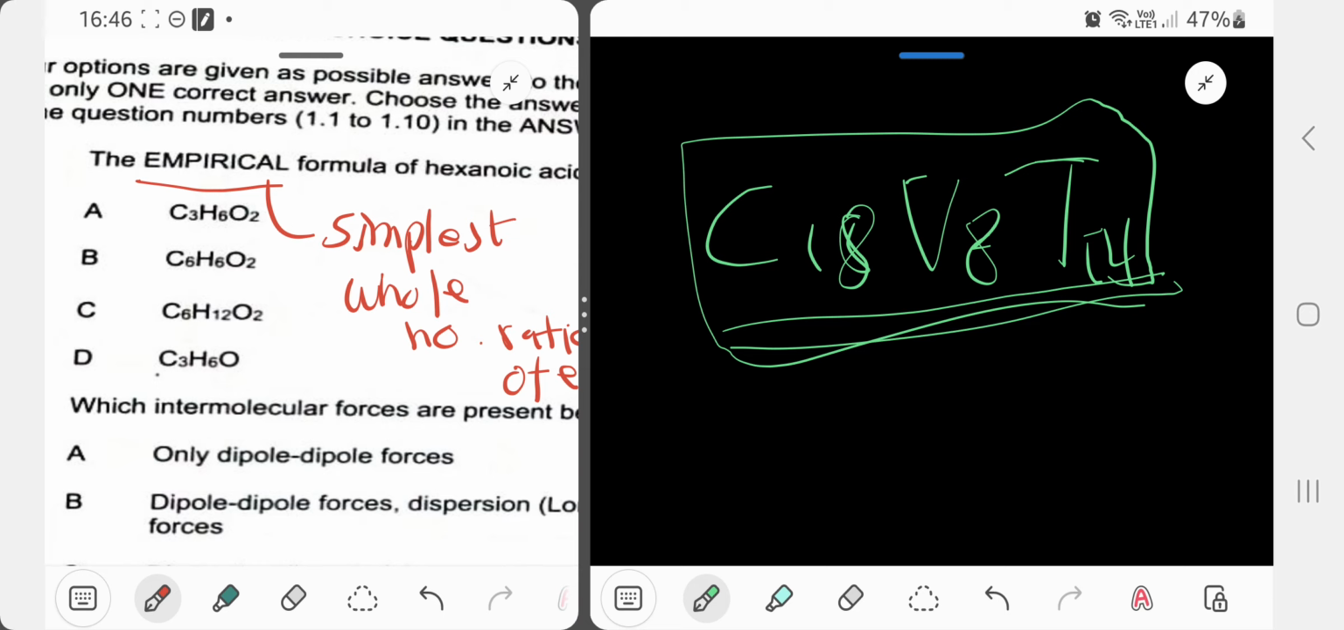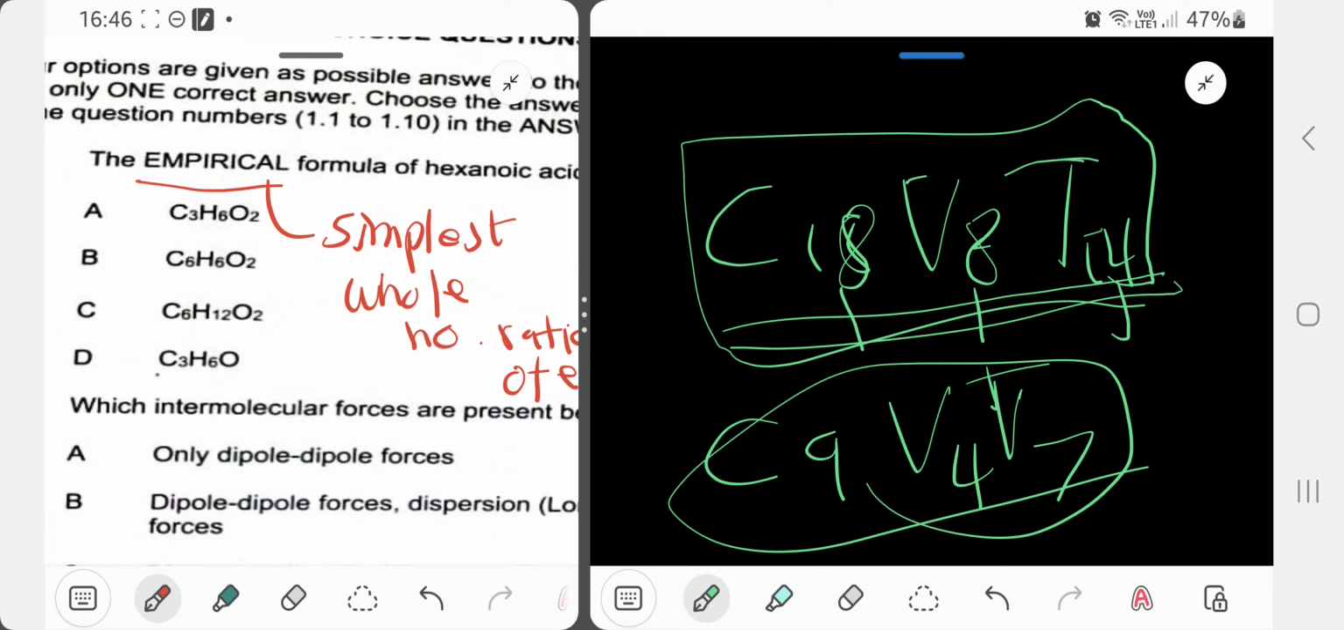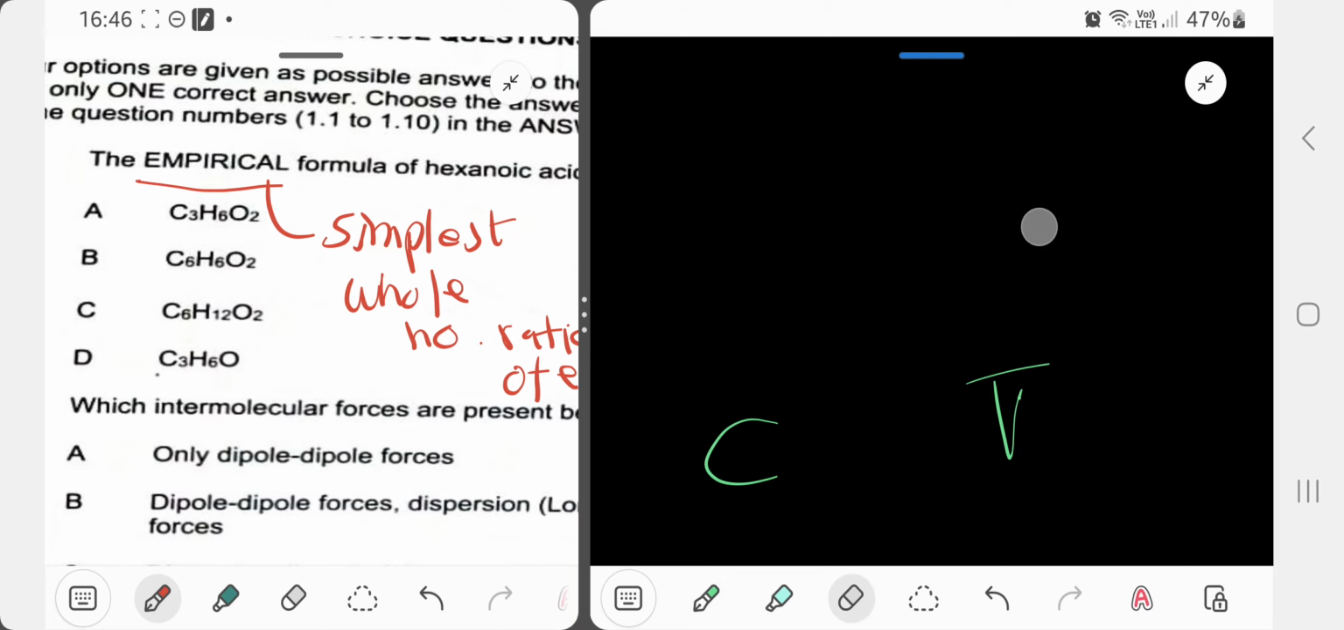So what this means for us is that we need to find a common factor that we can divide by. Here we're going to have 9, dividing each thing by 2, 9, 4, 7 for T. So this is the empirical formula. It's the simplest whole number ratio of elements in a compound. So the simplest.